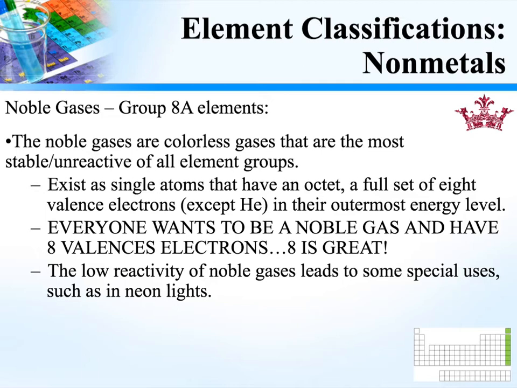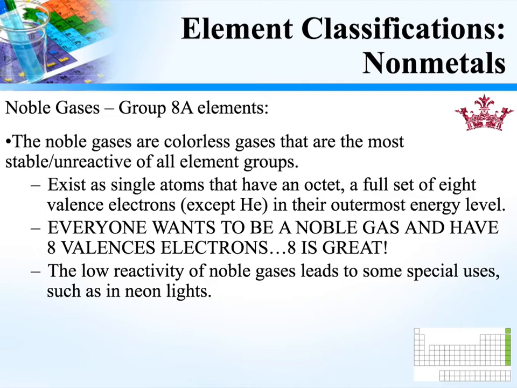Everyone wants to be a noble gas, and the noble gases have 8 valence electrons, so all the elements want to have 8 valence electrons. We're going to hear that 8 is great. That's something we need to remember. 8 is great. We're either going to lose to get 8 in our next energy level, or we're going to gain to fill up the current energy level that we have. And when I said next, I mean the inner one, the next inner one.